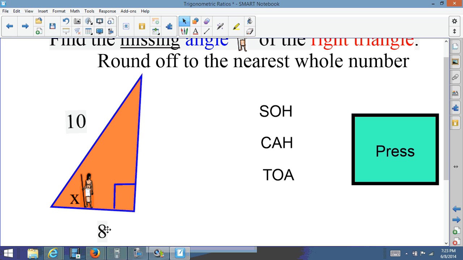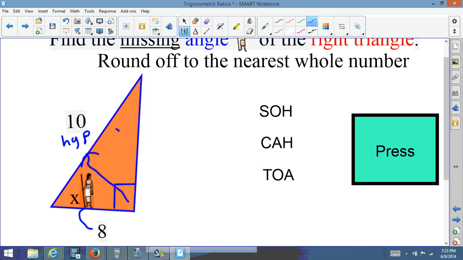So let's see the relationship. We have the most dangerous side of the mountain, the 10, and remember, it is located right across from the right angle. So that's our hypotenuse. And we have the 8, which is located right next to him. That's adjacent. So since I have a hypotenuse, I'm going to check off. I have a hypotenuse, check, check. And I also have an adjacent, check.